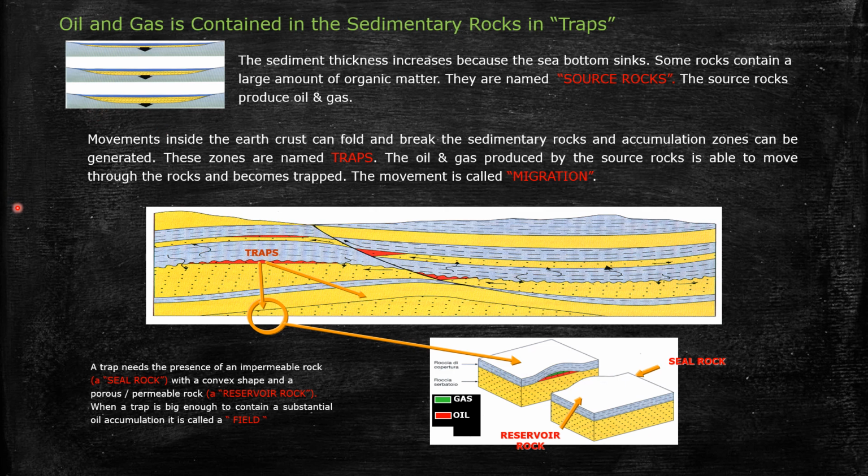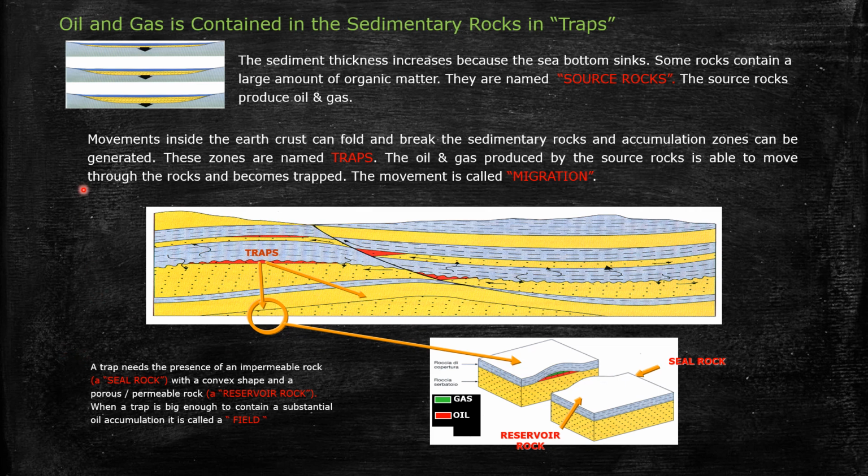In the earth's crust, there are specific movements happening. These movements involve external stresses going around. They cause folding and breakage of these sedimentary rocks, and hence we get accumulation zones. These zones are called traps. We get a full structure of a reservoir or a trap in which the oil and gas accumulates. Here you can see the specific sets of traps which we have.